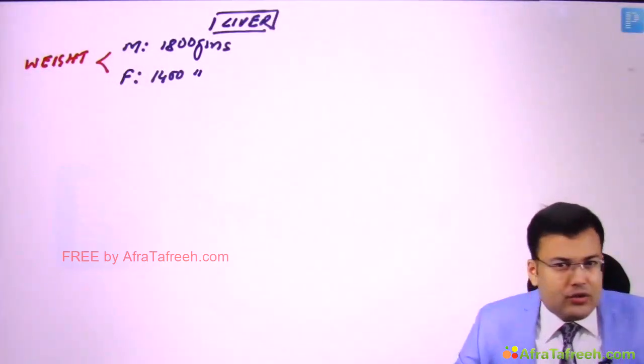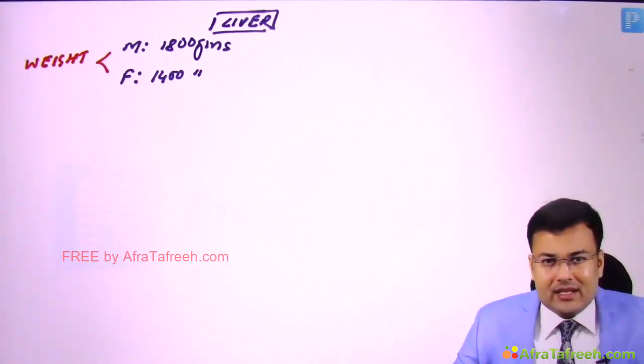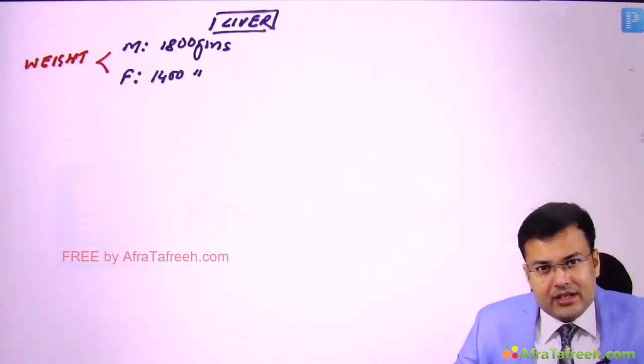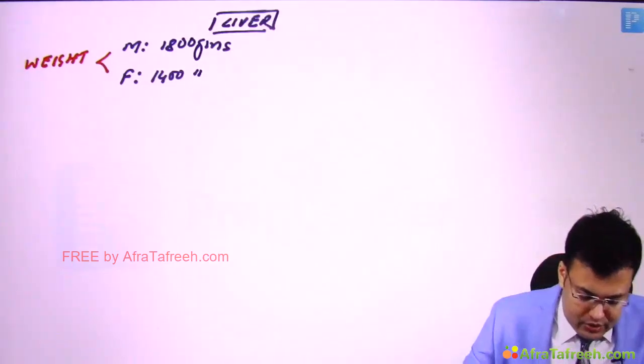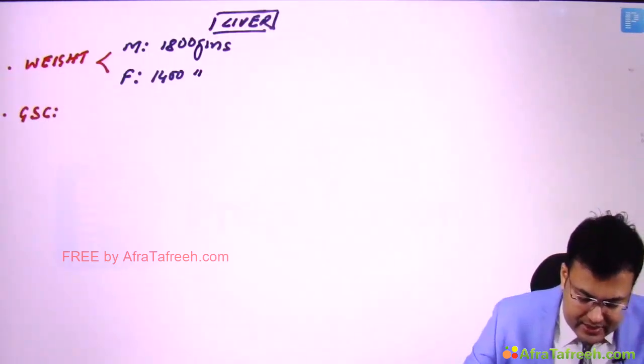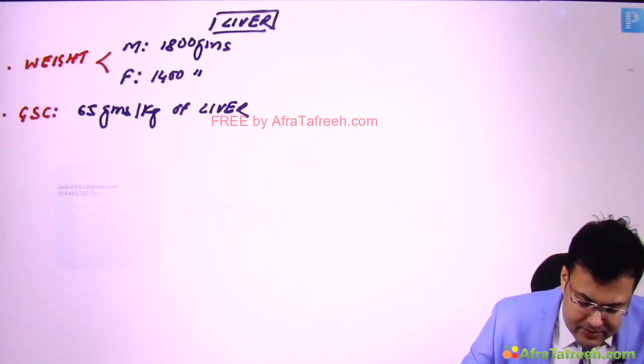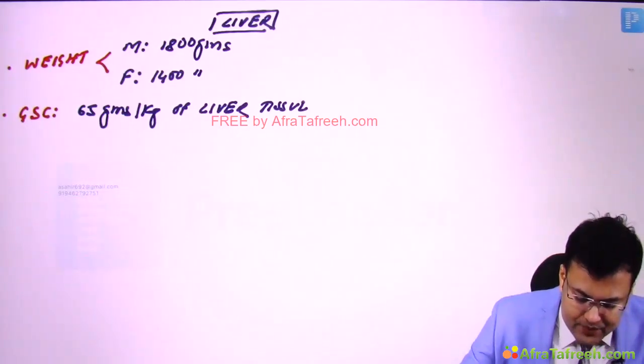What is the glycogen storage capacity? The glycogen storage capacity is 65 grams per kg of liver tissue, right?